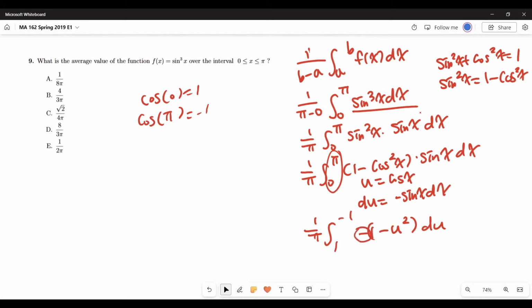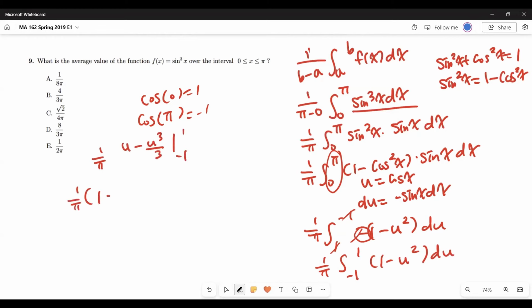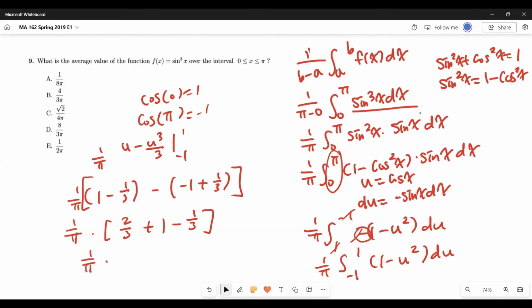our bounds by putting the negative sign. We already see the negative sign, so you can write it as 1 over pi, negative 1 to 1, 1 minus u squared du. This becomes 1 over pi, u minus u cubed over 3, from negative 1 to 1. 1 over pi, 1 minus 1 over 3, minus negative 1 plus 1 over 3. So this becomes 1 over pi, 2 over 3 plus 1 minus 1 over 3. This becomes 1 over pi times 4 over 3. So this becomes 4 over 3 pi, which is B.